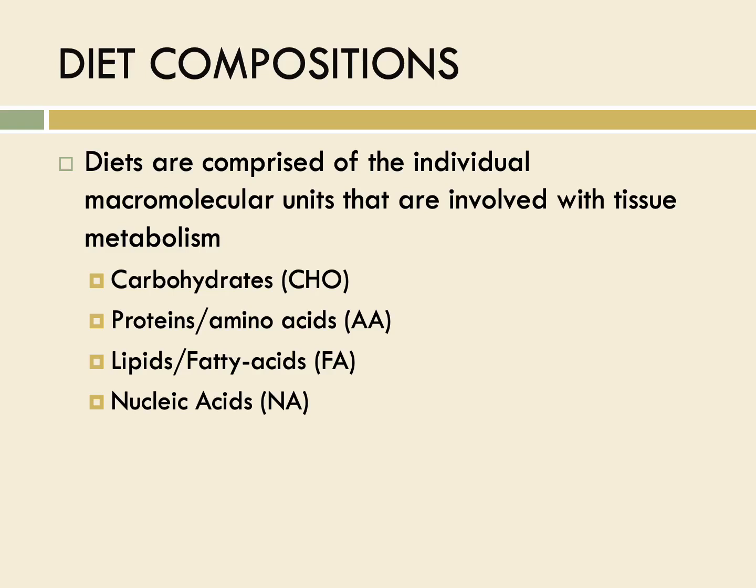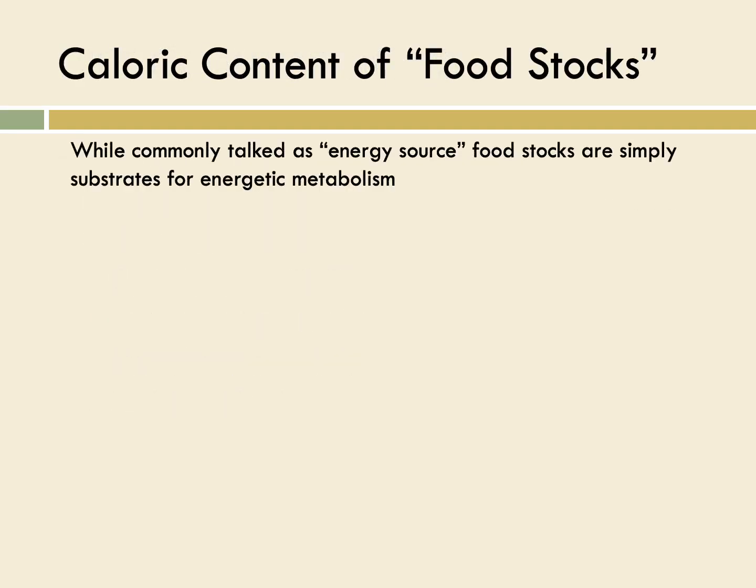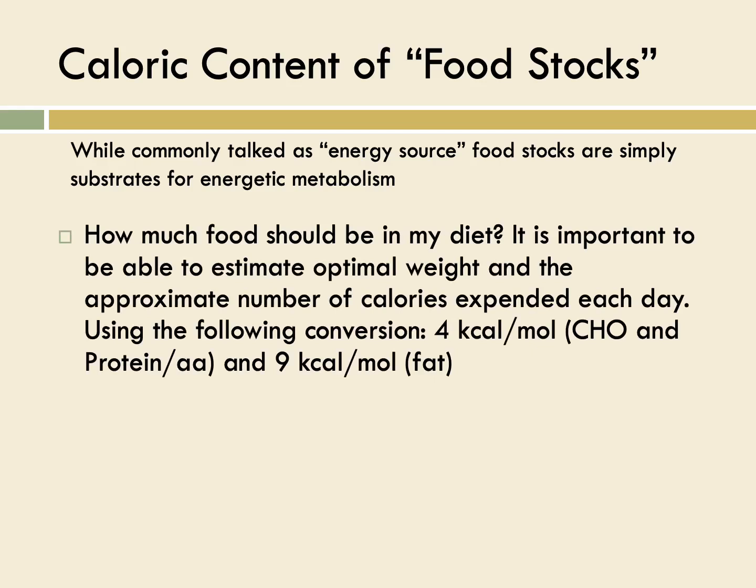Now, when we talk about the digestion and absorption of these individual macromolecules, we'll get a little bit more detail into how we break them down and get them into the body. But let's look at them in terms of what we need them for. And so the first thing we have to look at is the caloric content of our food stocks. This is what we are referencing when we talk about the caloric balance for energetic metabolism.